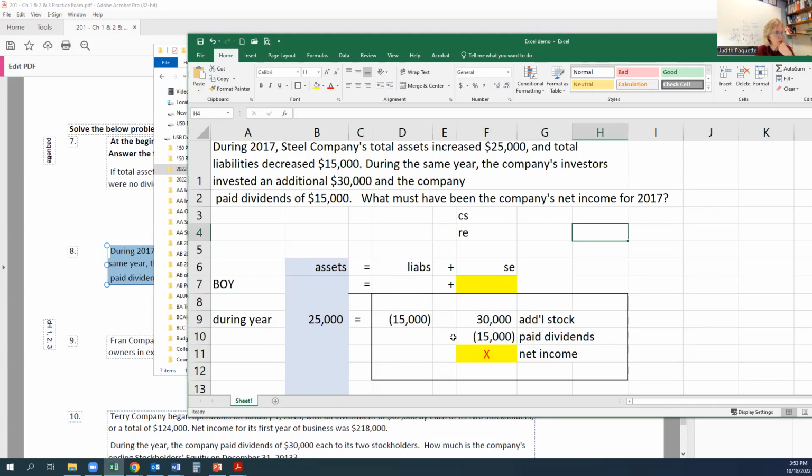Okay. So the challenge with this problem is remembering that these things are all under stockholders' equity. This is additional stock that's going to impact the common stock account. Paying dividends is going to impact the retained earnings account. And of course, net income is going to impact retained earnings also. So because all of those are stockholders' equity, more investment increases stockholders' equity. Paying dividends decreases stockholders' equity, and net income will increase stockholders' equity.